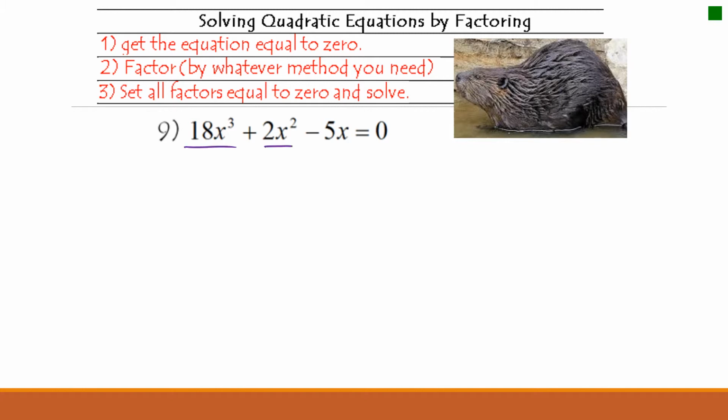So when I look at these, the first thing I need to notice is they all have an x. When I take out the x, I have 18x squared plus 2x minus 5. Remember, for a trinomial, which is a big X thing, I really need this to be x squared.